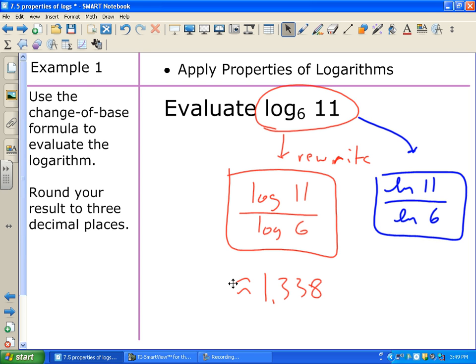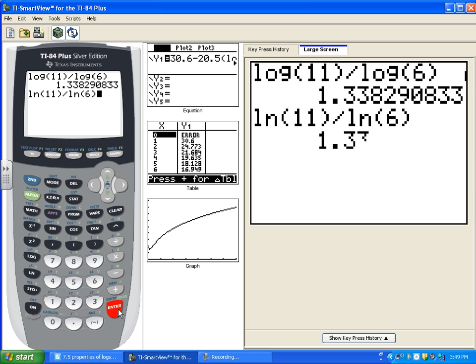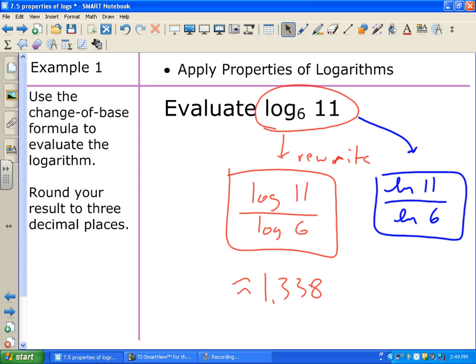Change of base works, as I told you, you could also do it with the natural log. I will show you the natural log real quick. Natural log of 11 divided by the natural log of 6. And I am shocked to see that those two numbers are exactly the same. Oh me, oh my, I am beside myself in awe.